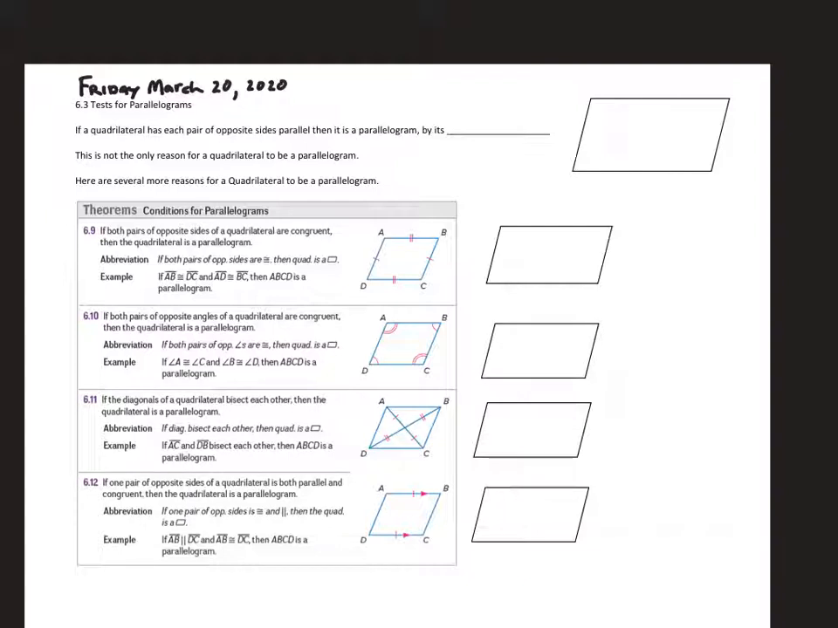Today we're going to talk about section 6.3, Tests for Parallelograms. And I may repeat myself a bunch today, and you may seem like you already know this. It's because today we're going to be looking at the converse of all the theorems that we discussed in section 6.2. So starting off, I have if a quadrilateral has each pair of opposite sides parallel, then it is a parallelogram by its definition.